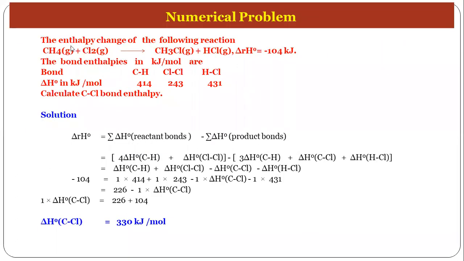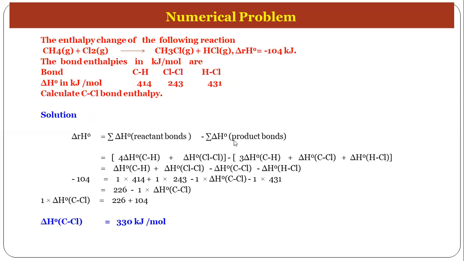See the numerical: the enthalpy change of the following reaction is given. One reaction, methane plus Cl2, forms CH3Cl, methyl chloride, plus HCl. And the standard enthalpy of the reaction is given as minus 104 kilojoule. The bond enthalpies are also given: the CH bond enthalpy, meaning the energy change when the CH bond is broken, the ClCl bond is broken, and the HCl bond is broken. These enthalpies are given per mole. Calculate the CCl bond enthalpy, meaning we have to calculate when the CCl bond is broken.